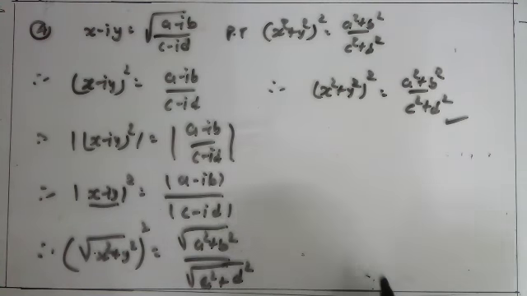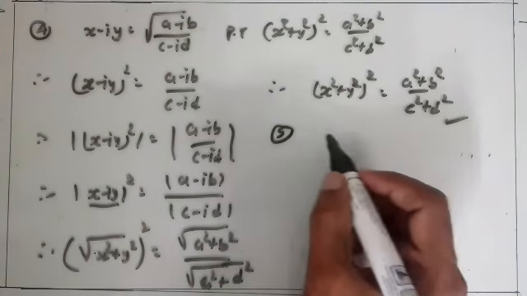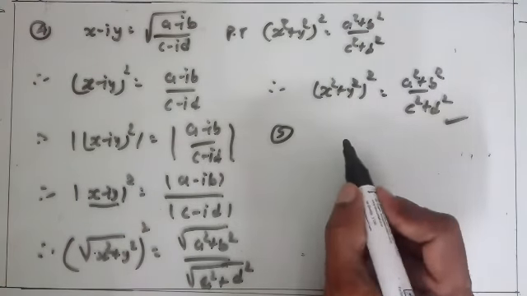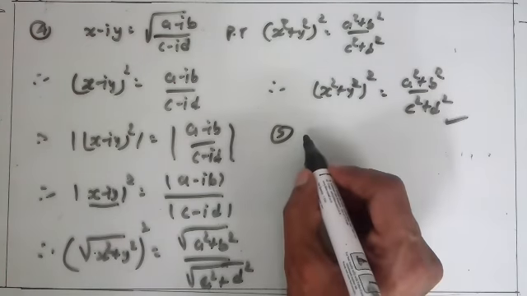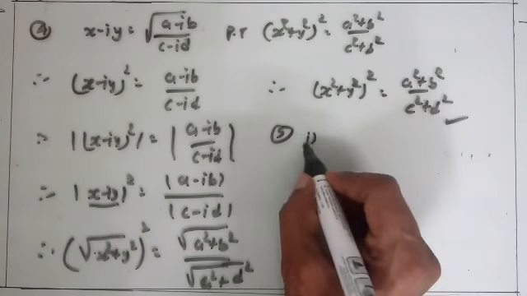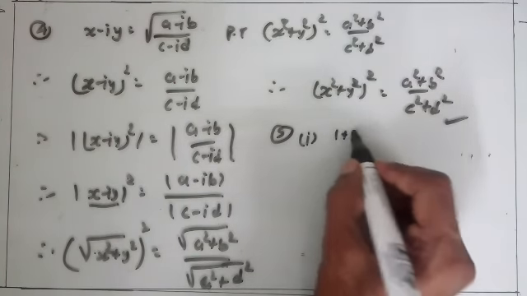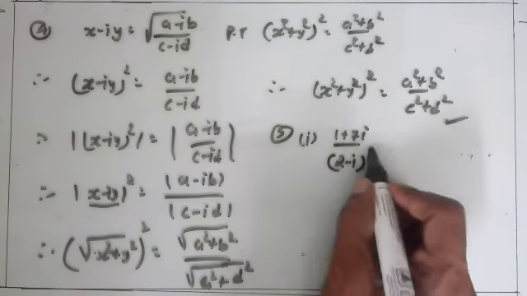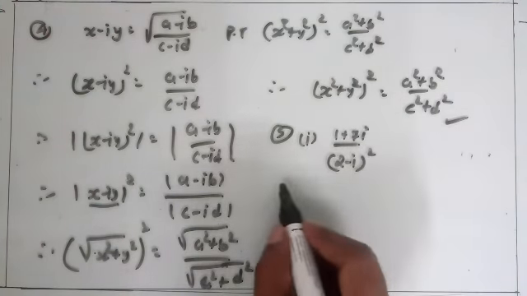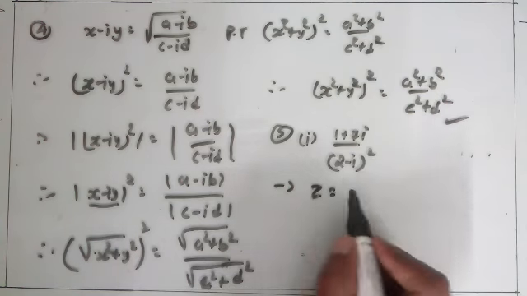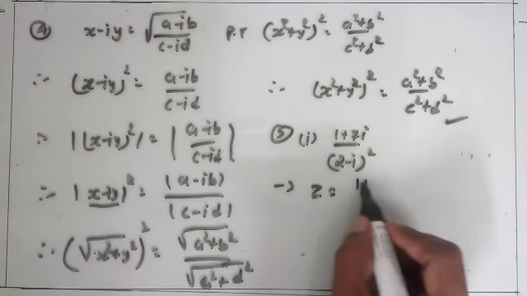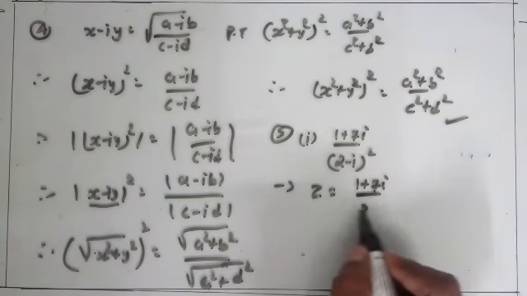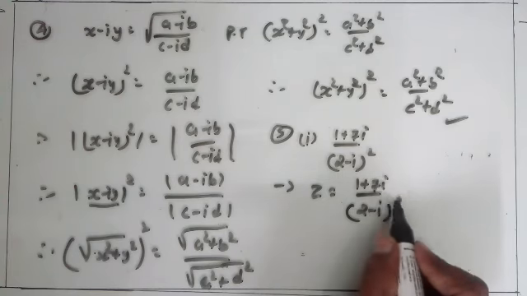Question number 5. Convert the following into polar form. Number 1: 1 plus 7i upon (2 minus i) raised to 2. Say this complex number is z. So z is equal to (1 plus 7i) upon (2 minus i) squared.